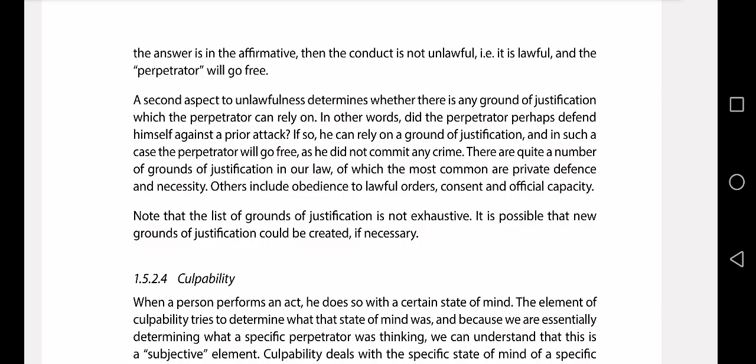There are quite a number of grounds of justification in our law, of which the most common are private defense and necessity. Others include obedience to lawful orders, consent, and official capacity. Note that the list of grounds of justification is not exhaustive. It is possible that new grounds of justification could be created if necessary.